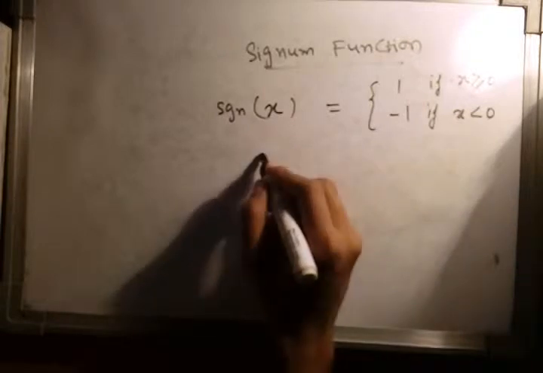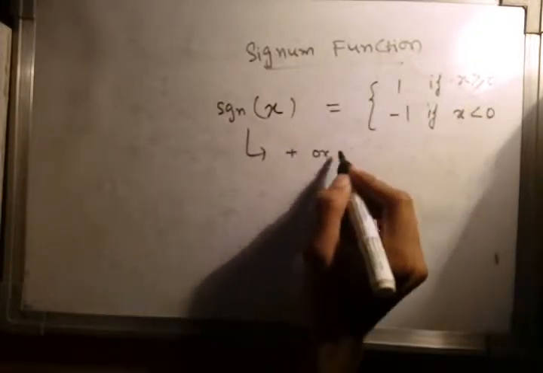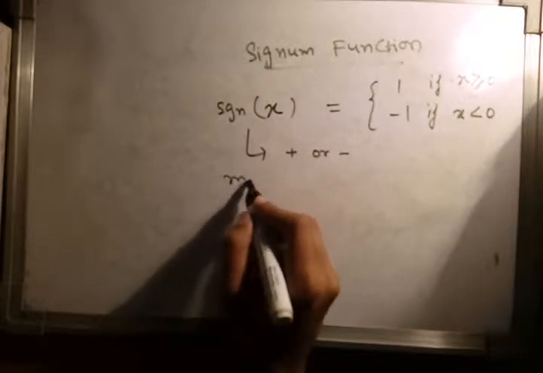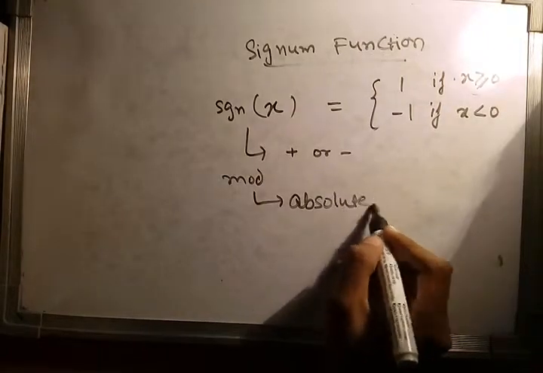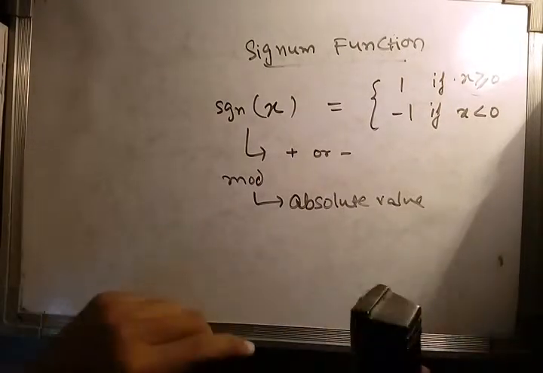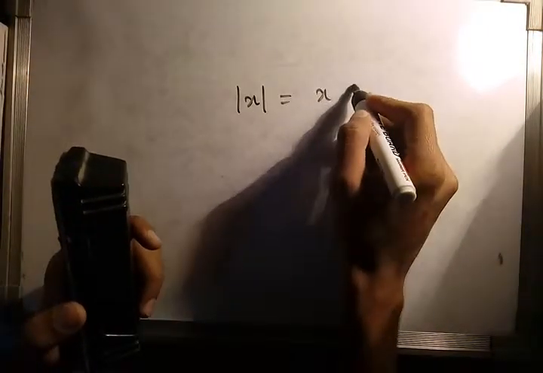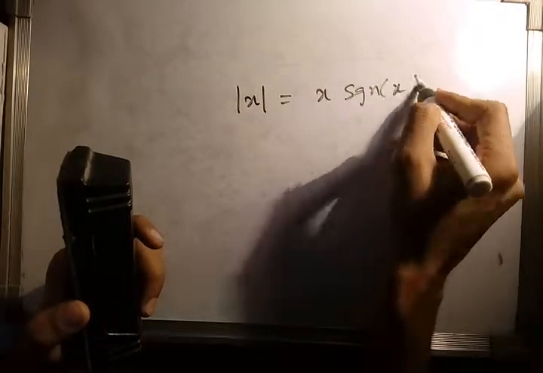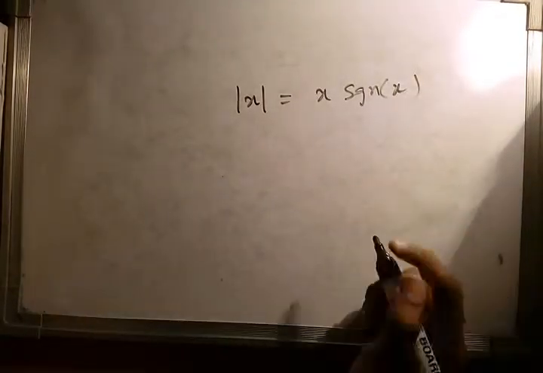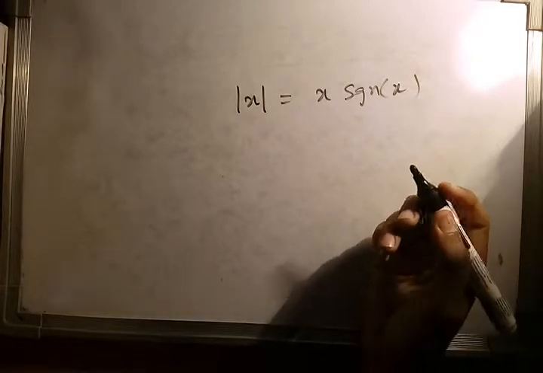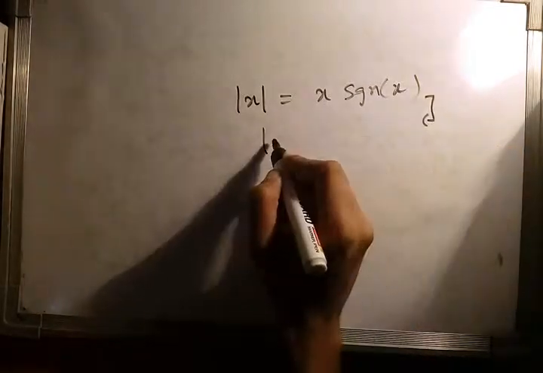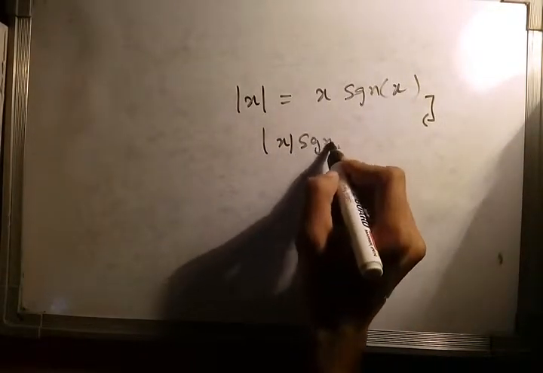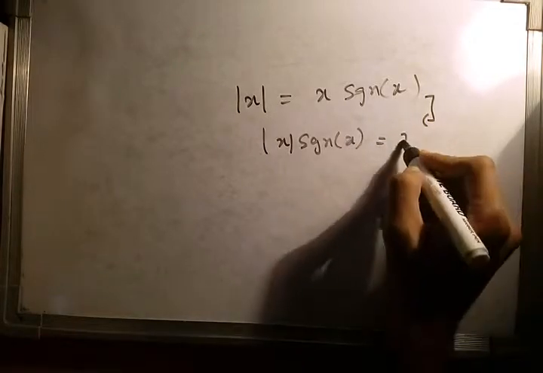So a signum function actually gives only the plus or minus sign, while the mod function only gives the absolute value. So these are kind of opposite in nature, and we can say modulus of x is equal to x times signum of x. Signum function is also called sine function. Some people use it like that, and I prefer saying signum function. So modulus of x into signum of x gives the x itself.